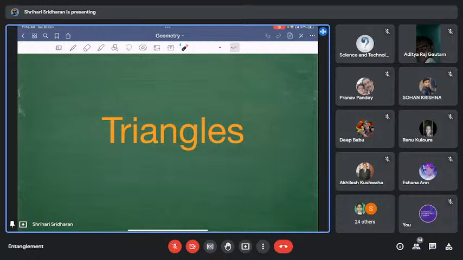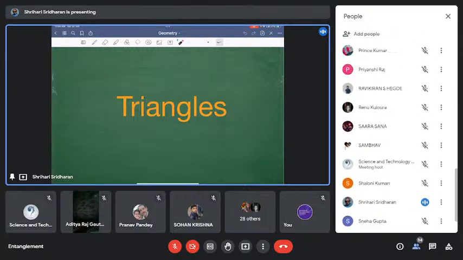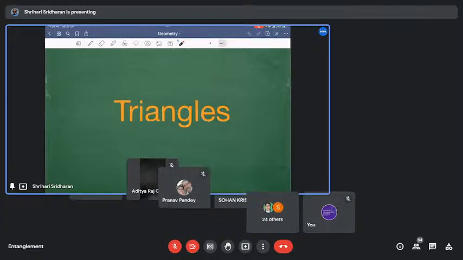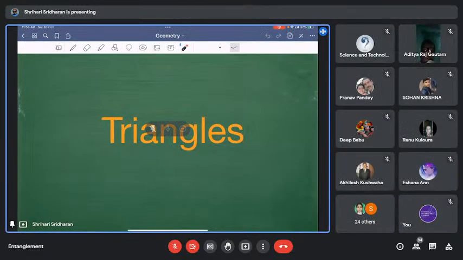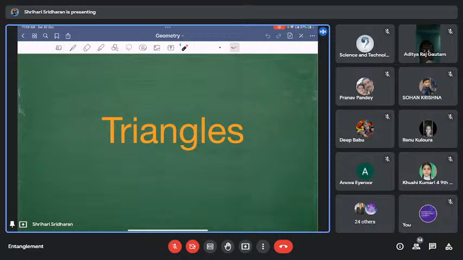You also have classification of triangles with respect to sides. You have equilateral triangle, which means all three sides are equal. You have isosceles triangles, which means two sides of the triangle are equal. And when you have all three sides to be unequal, what do you call that triangle? Scalene triangle. Wonderful. That's called a scalene triangle. So, we all know all kinds of triangles.